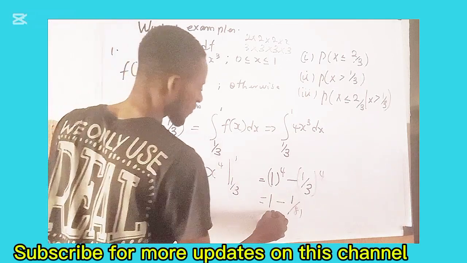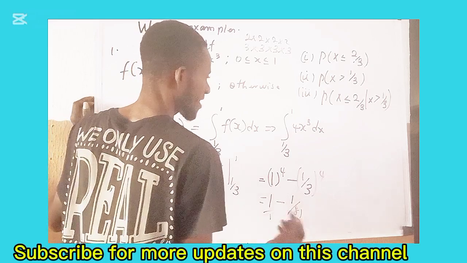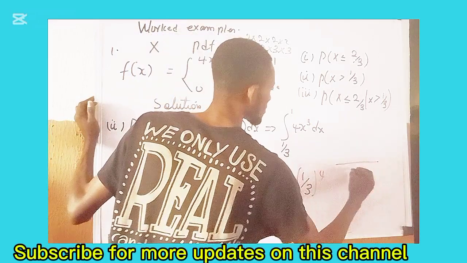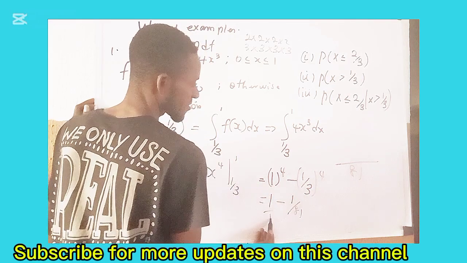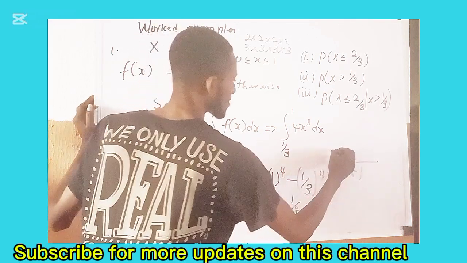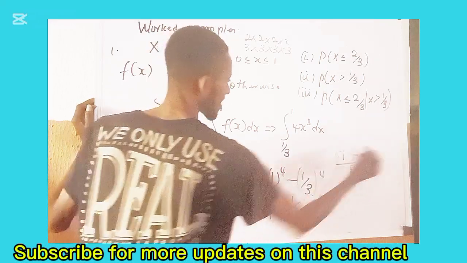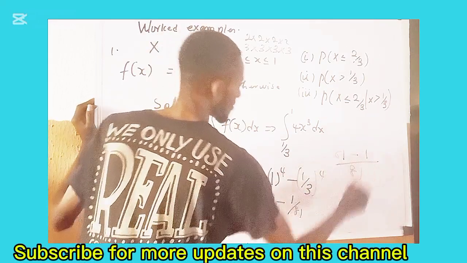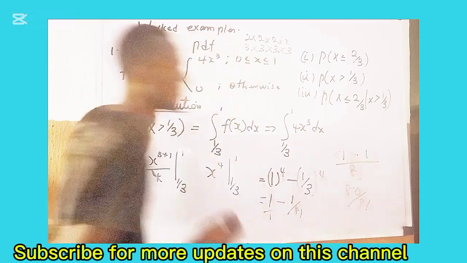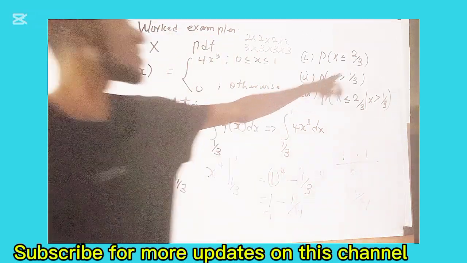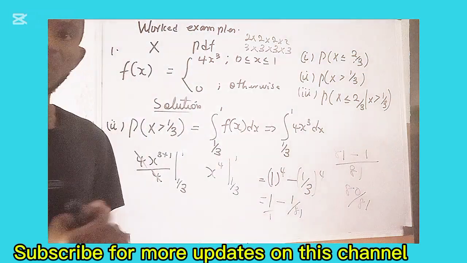And then I can say, for convenience, all over 1 and look for the LCM of 1 and 81. The LCM of 1 and 81 is 81. So 81 divided by 1 is 81, 81 times 1 is 81. Then 81 divided by 81 is 1, and 1 times this is 1. 81 minus this will give me 80 all over 81. So the probability that x is greater than 3 is 80 all over 81.